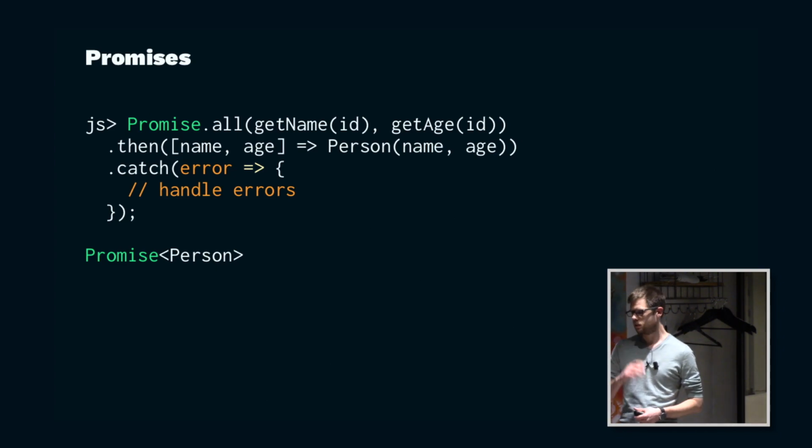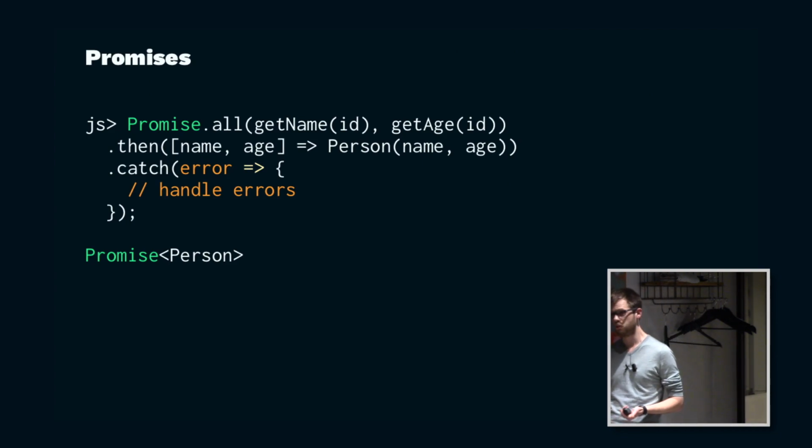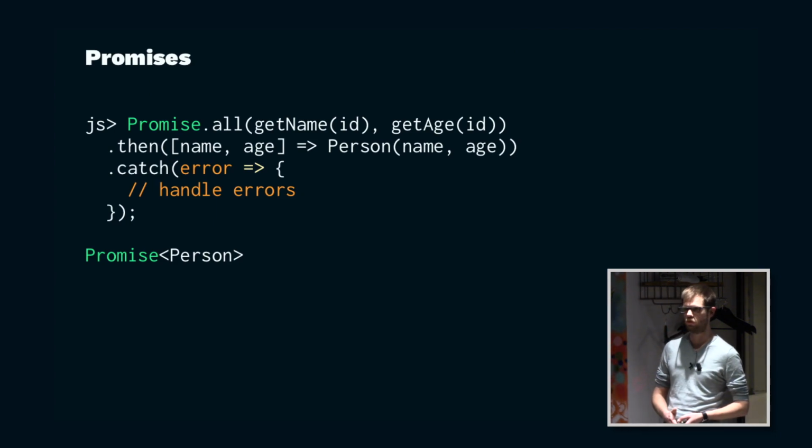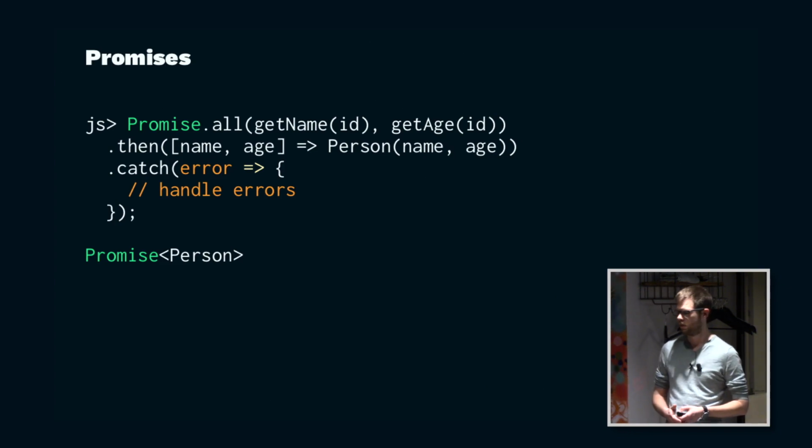At the end, JavaScript isn't typed, but if it was, you would get a promise generic over person back, which could either be pending, there is no person yet, or fulfilled, you have a person, or now I have to remember my naming, I think it's rejected, in which case there will be an error.